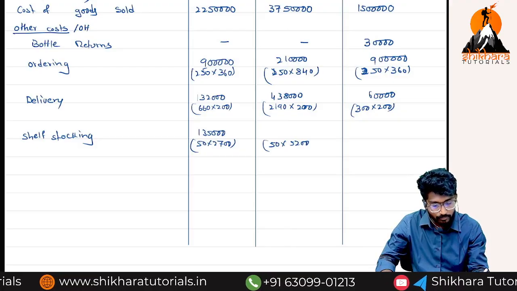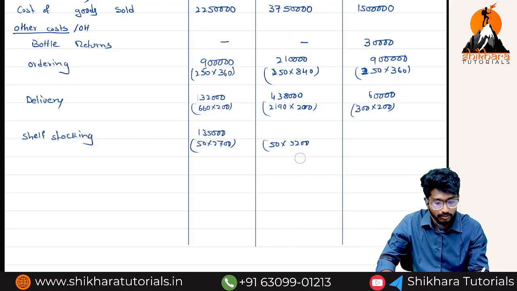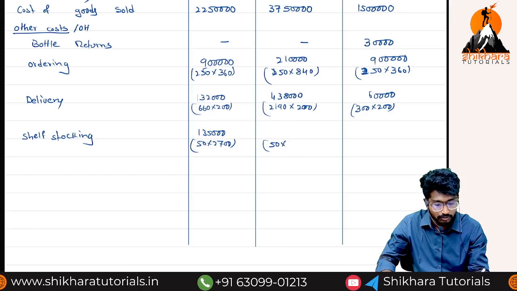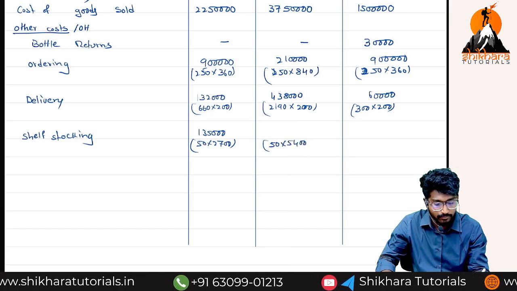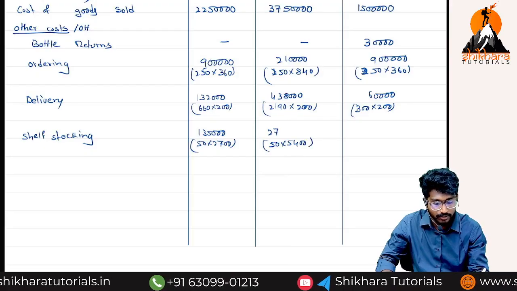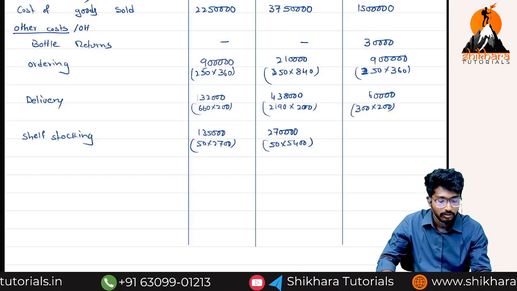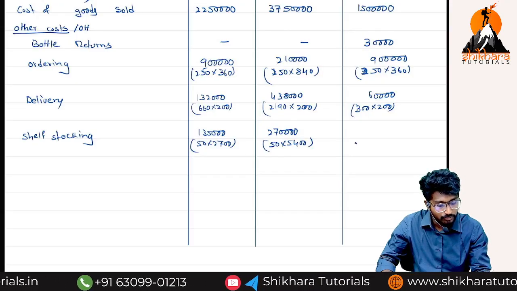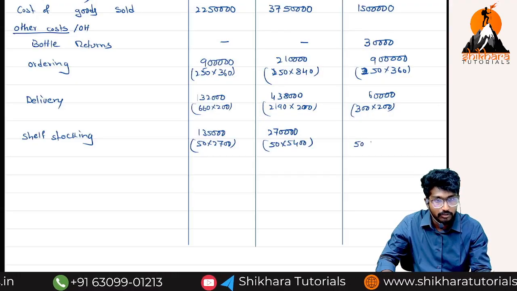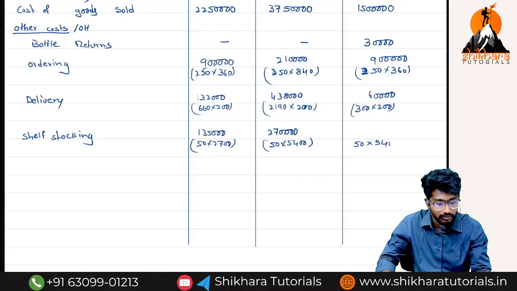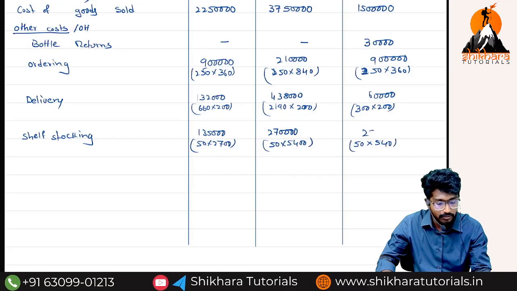Next, 50 into 5,400. 5,400. 2,70,000. Next, 50 into 540, 27,000.